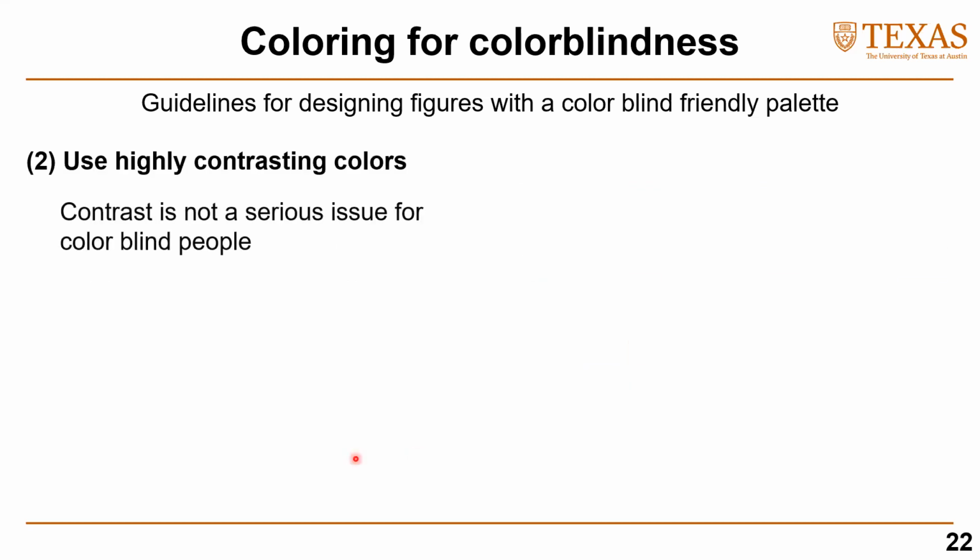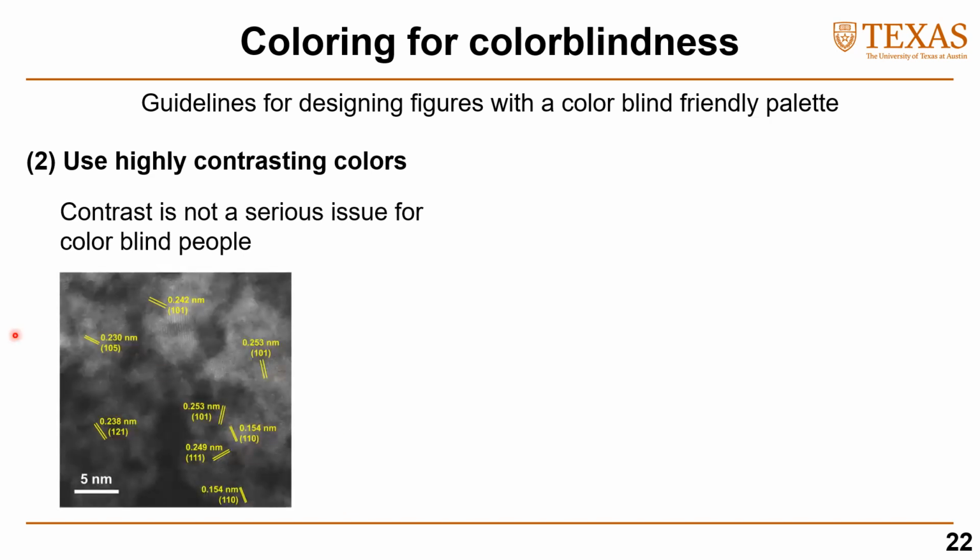Second one, use highly contrasting colors. So even if you suffer some color blindness type, contrast is not an issue. So for instance, here we have a TEM image. Well, there's no issue by looking at this white scale bar here, because we have a dark background. So we have a light color scale bar. Or also with Jello. Jello is light, so the background is still dark. So that's better. And this actually doesn't show any problem for colorblind people.